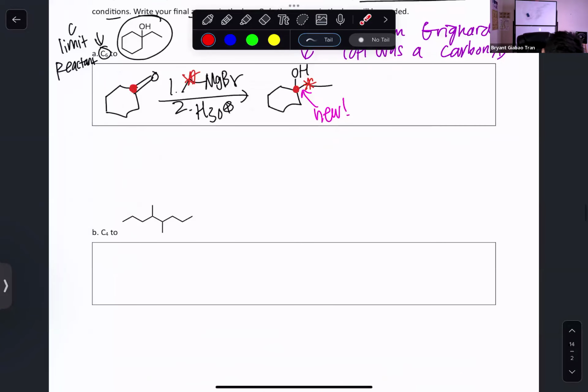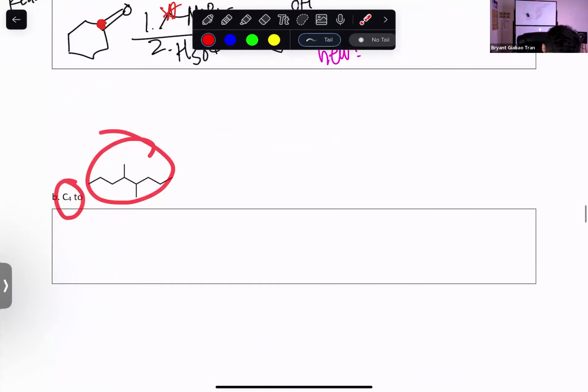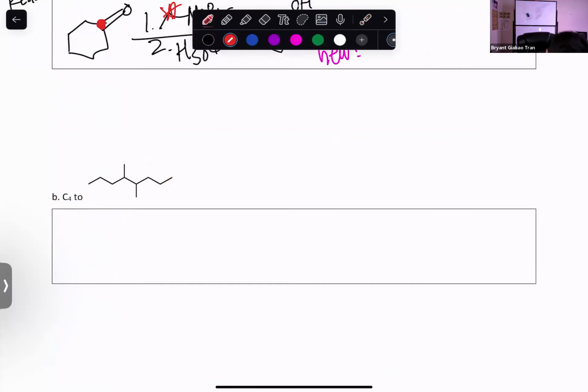Okay, so C4 to this group right here. Let me try doing this without looking at the key first to show you my thought process on this. We start with 4 carbons. We have 1, 2, 3, 4. This is symmetrical. Nope. Let's see. Boom, boom, boom. 4.